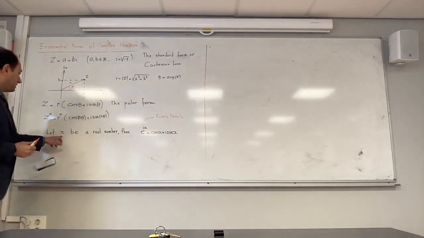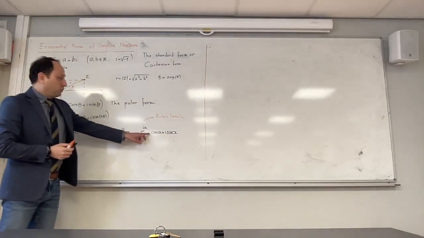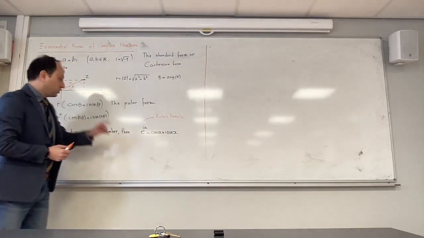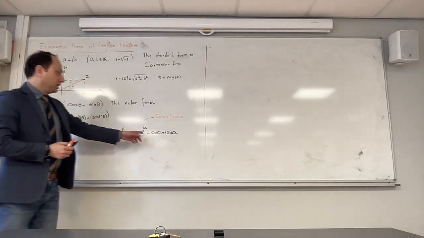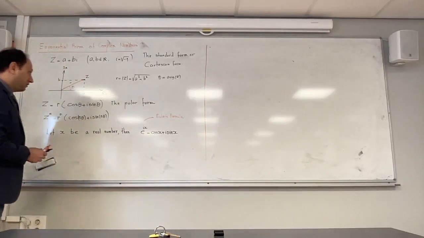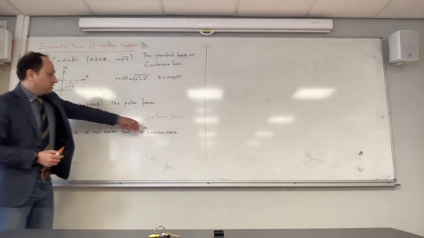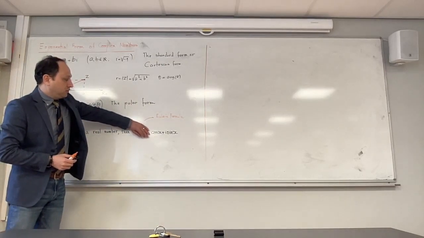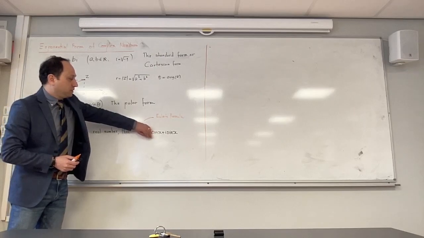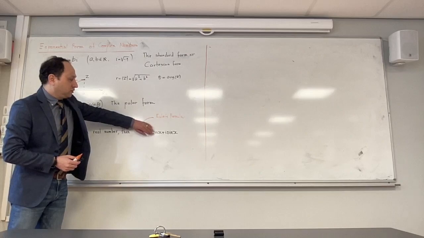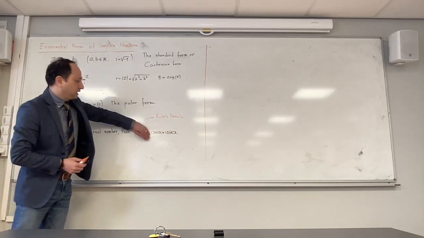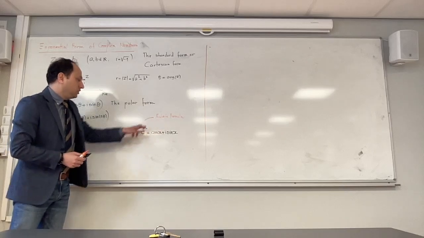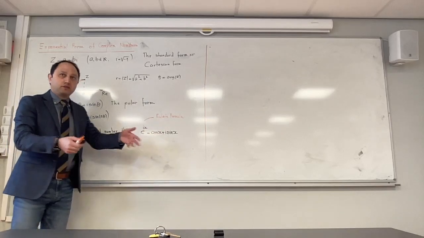I emphasize that x is real, and I want to calculate cosine x and sine x, so it means that x is expressed in radians. This formula only works if x is expressed in radians. Of course, if x is not in radians, you still can calculate the right-hand side. For example, if I choose x to be 30 degrees, cosine of 30 degrees is a number, sine of 30 degrees is a number. But then it is not equal to e to the power of i times 30 degrees.